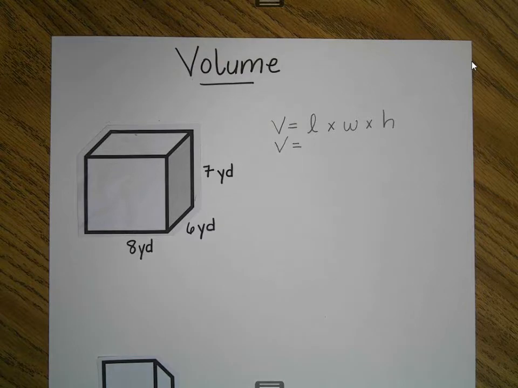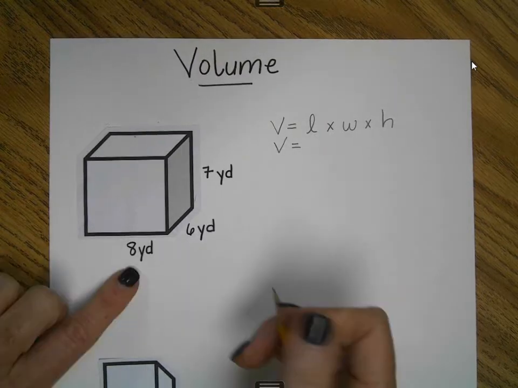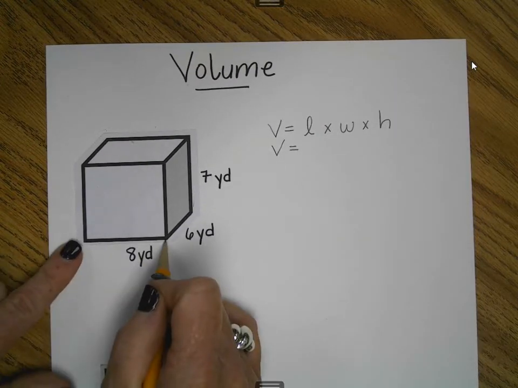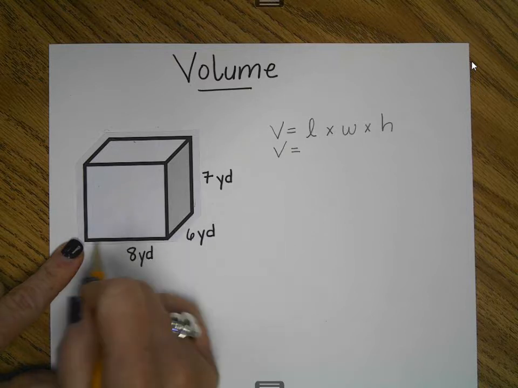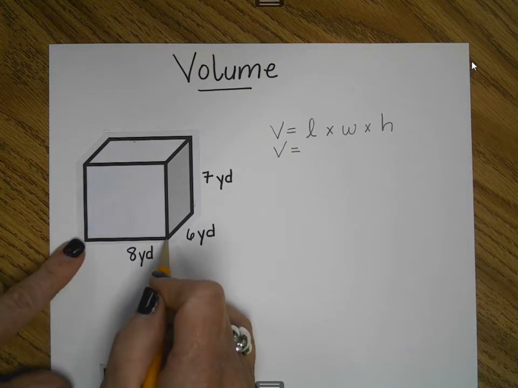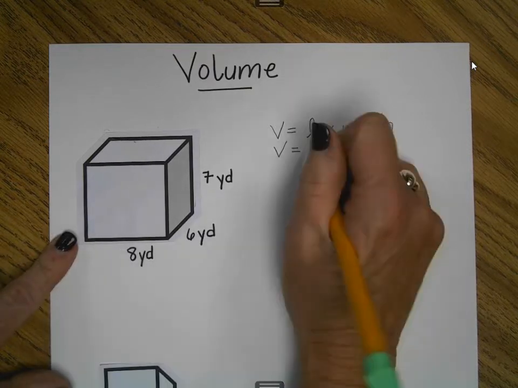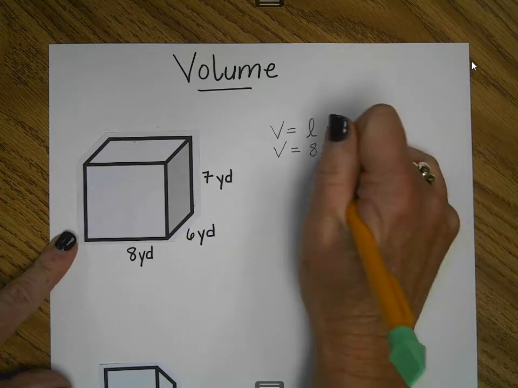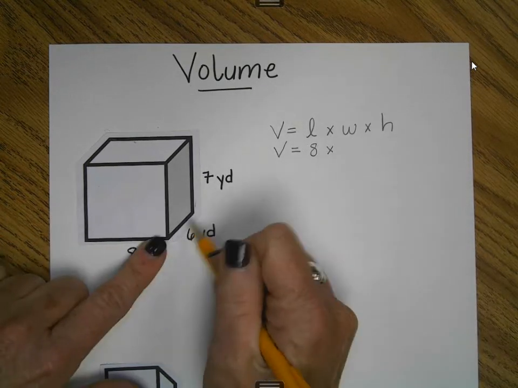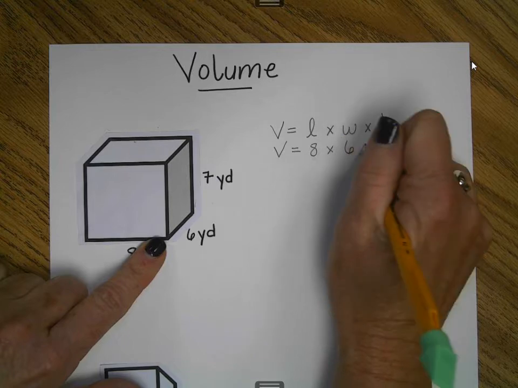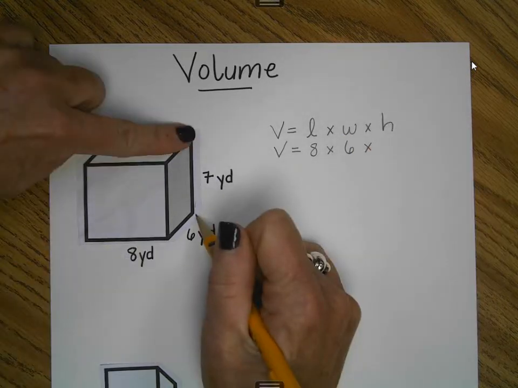All right. We know the length. The length is 8 yards, and when I look at this rectangular prism, the length is pretty much the length of the front face. So I have 8 yards times the width front to back, 6 yards, times the height, 7 yards.